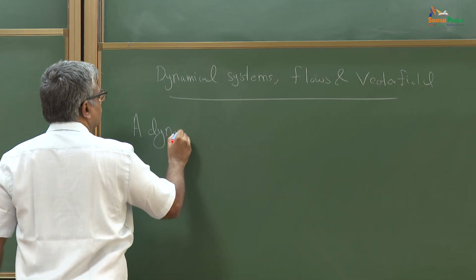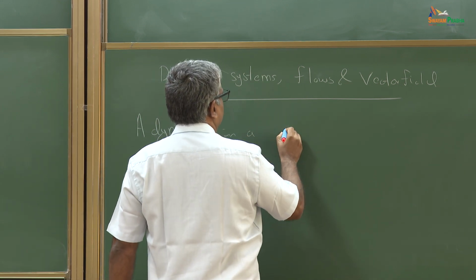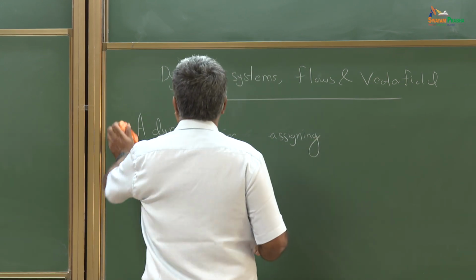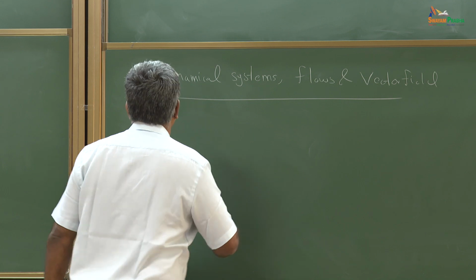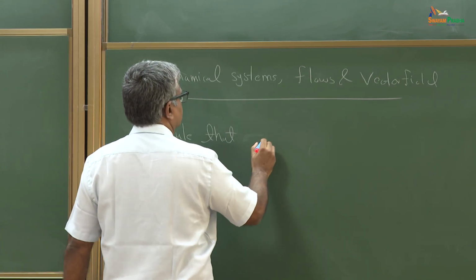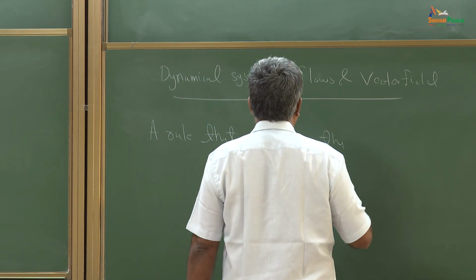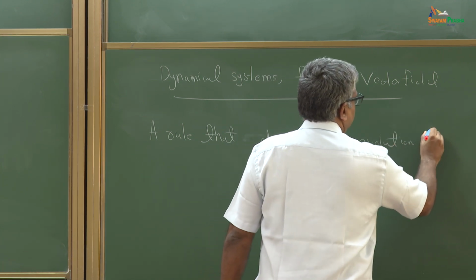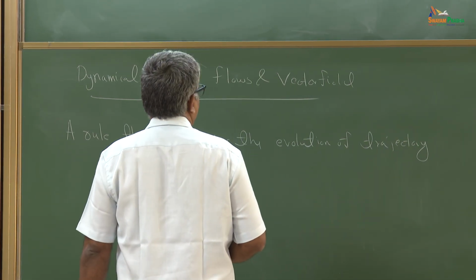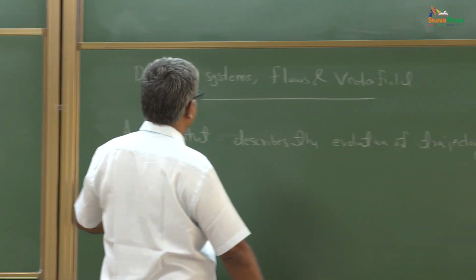So a dynamical system is a rule that describes the evolution of... maybe I'll make it a more rigorous definition. An evolution rule, okay, an evolution rule.